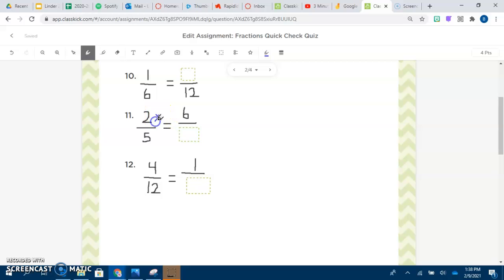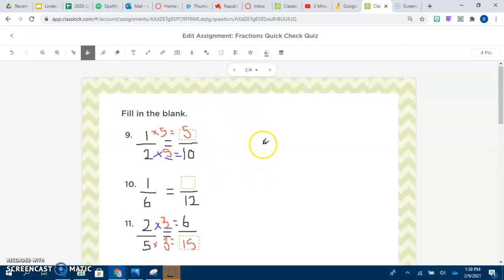So 2 times blank equals 6. Well, I know 2 times 3 equals 6. So what you do to the top, you have to do to the bottom. So times it by 3. 5 times 3 equals 15. So 2/5 is the same as 6/15.